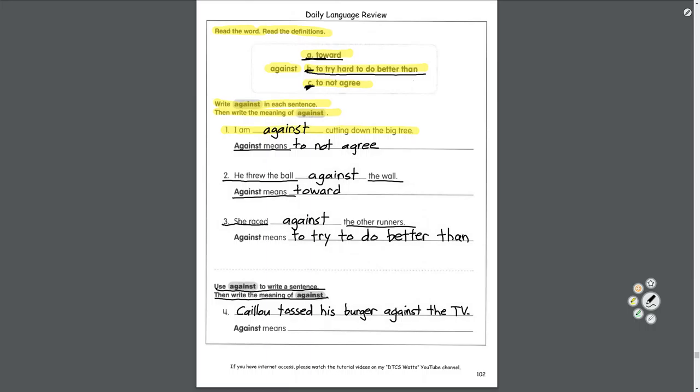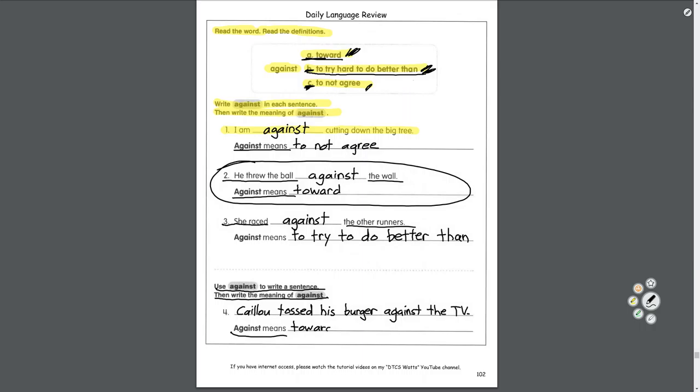He would do that. So against means toward, to try hard to do better than, to not agree. So it's like this one. He threw the ball against the wall. Caillou tossed the burger against the TV. So against means toward. He threw it at the TV. Bad Caillou. Very bad. Okay, story time.